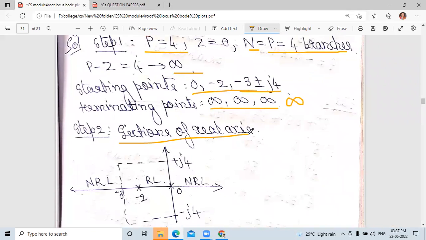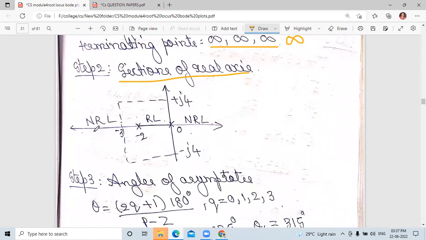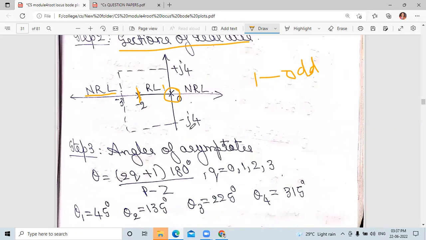Next is the section of real axis. If you hold here, there is 1 root and 2. So 2 is an even number. No root locus exists between here, infinity to -2. When you stop here, from here to here, there is only one pole, that is 0. So it is an odd number. 1 is an odd number. So root locus exists, and the breakaway point exists between -2 and 0. Between 0 and -2, a breakaway point exists.